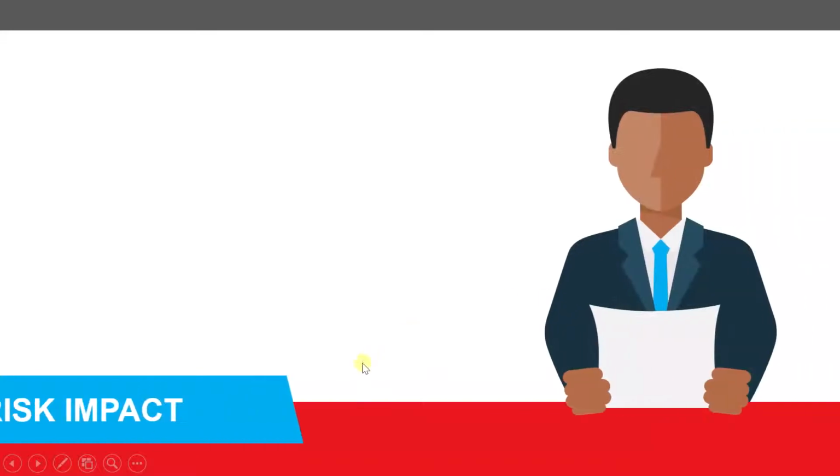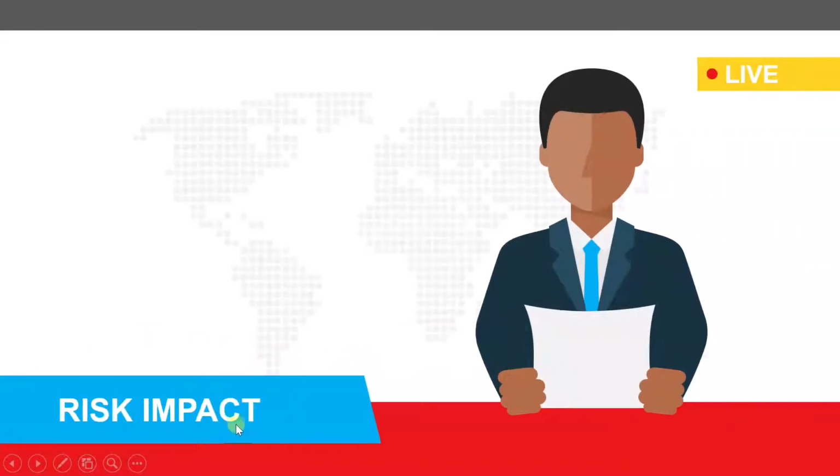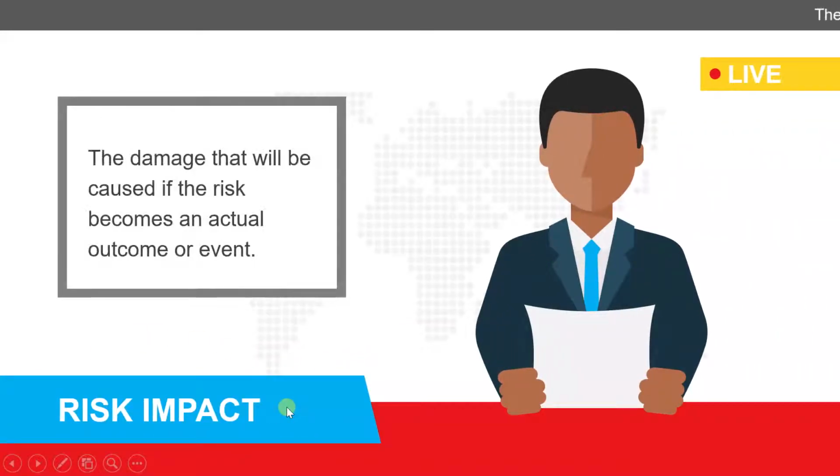Now going to the next topic, that is risk impact. So what is the meaning of impact when we talk with respect to risk? The damage that will be caused if the risk becomes an actual outcome or event. So if the risk we have talked about actually occurs, then the damage it will cause is called the impact for that particular risk.